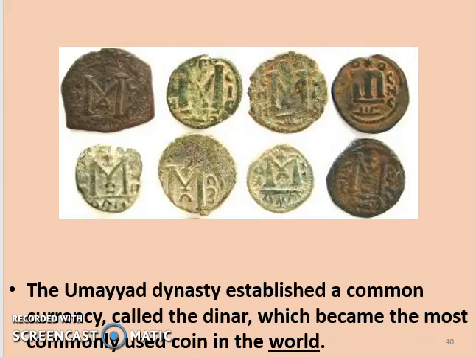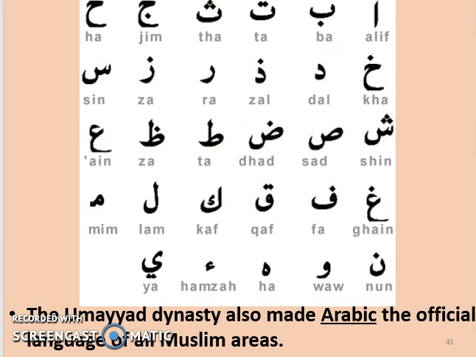The Umayyad dynasty established a common currency called the dinar, which became the most commonly used coin in the world. This is an example of what the dinar would look like. The Umayyad dynasty also made Arabic the official language of all Muslim areas. So all the areas conquered that you saw on that map, all those areas would then use Arabic as their official language.